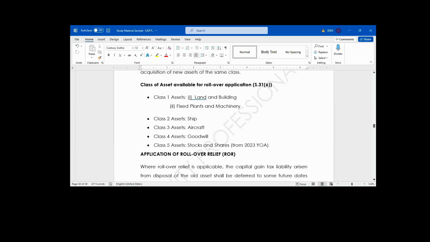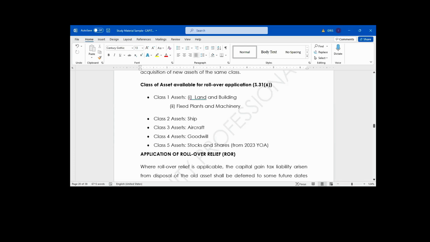Ladies and gentlemen, rollover relief in our advanced tax question, if you have started looking at past questions, you will see that virtually every diet, a question on capital gain tax normally comes out. And if a question wants to come out on capital gain tax, it is from rollover relief.